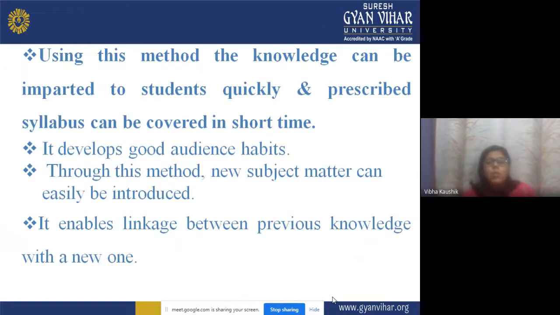Using this method, the knowledge can be imparted to students quickly. The teacher can give the maximum amount of information or knowledge to the students with the lecture method, and the prescribed syllabus can be covered in a short time. Means in a short duration the teacher can complete the syllabus.